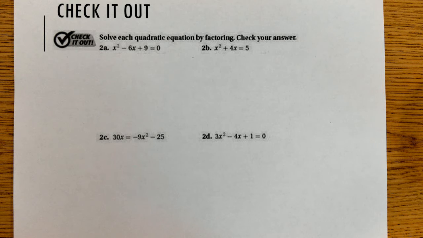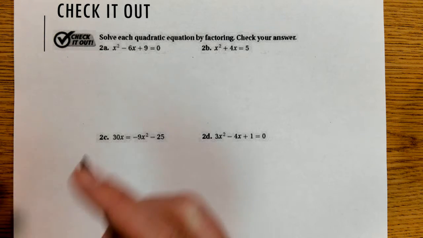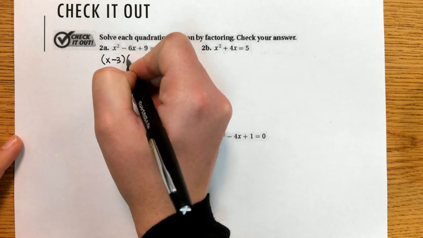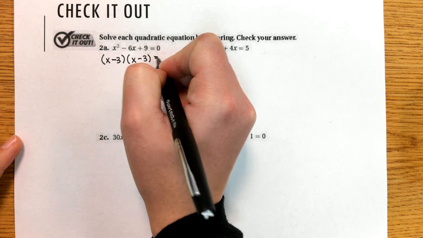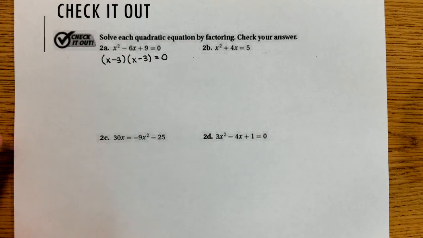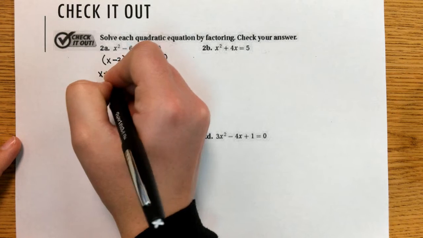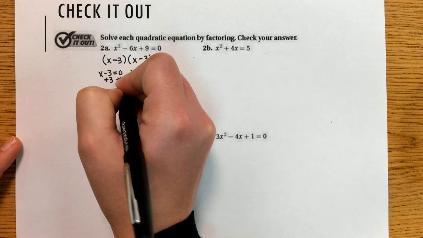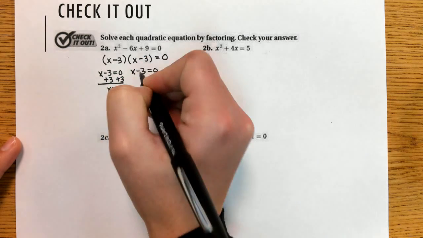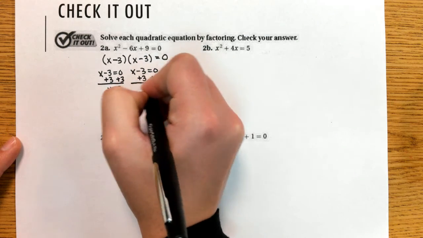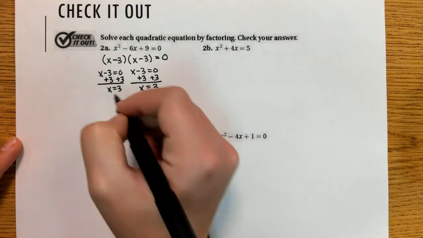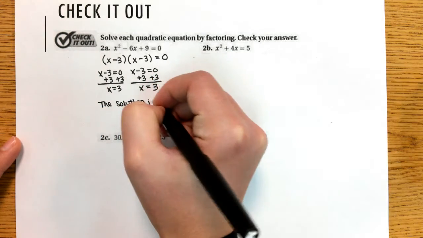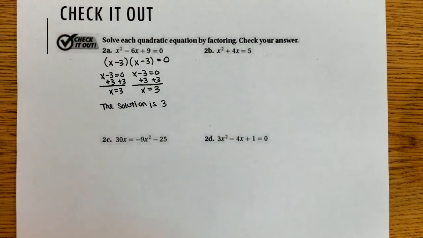So for A, I have x squared minus 6x plus 9 equals 0. This factors to x minus 3 times x minus 3 equals 0. And here, x minus 3 equals 0, x minus 3 equals 0. Add 3 to both sides, so we get x equals 3. So the solution is 3. There's only one solution there.